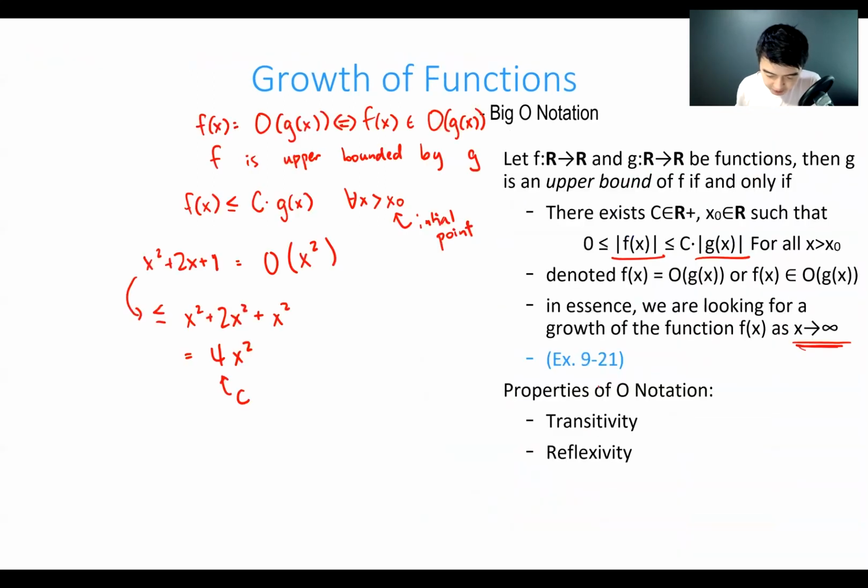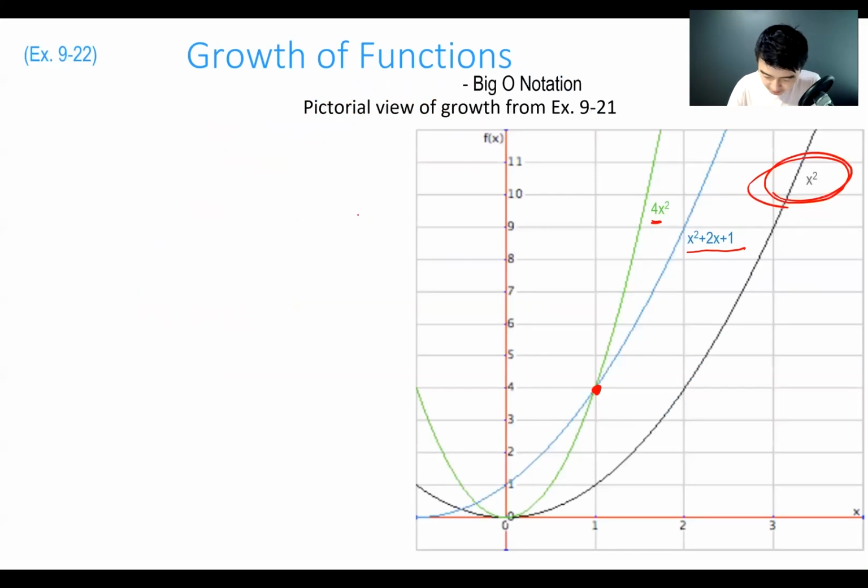So according to our definition, we can now say that this is true because our c is equal to 4 and our x0 can be equal to 1. Now, in reality, x0 could be anything. It could be 10, it could be 100, right? This will still be a true statement, even if I put 10 here. But let's just put 1 because our definition is that for all x that is greater than 1, this is true, okay? So you see, for all x that is greater than 1, the green one is bigger than the blue one. Okay, and that's all we need to show.